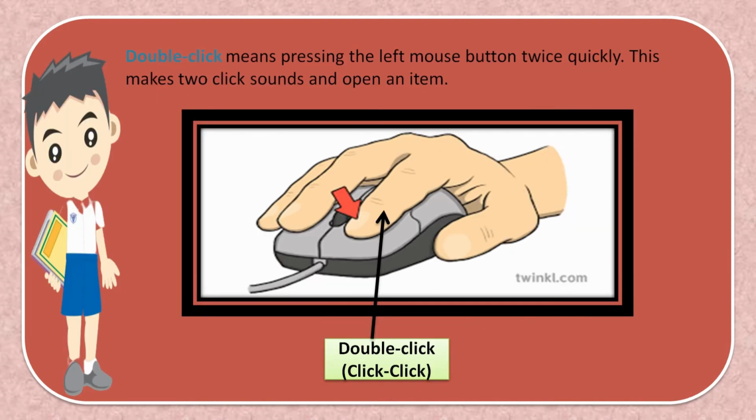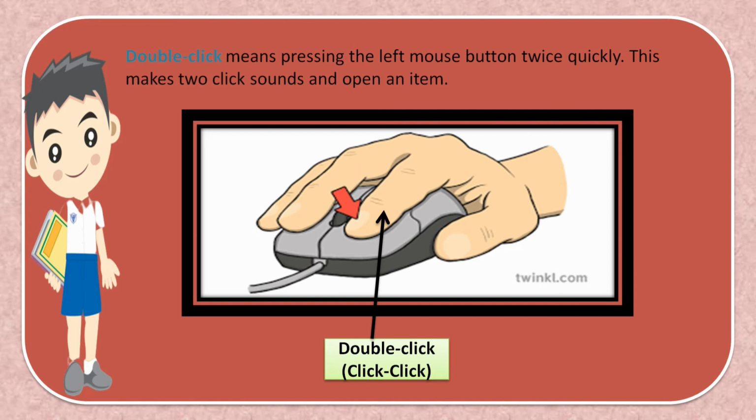Second one is double click. Double click means pressing the left mouse button twice quickly. This makes two click sounds and opens an item.